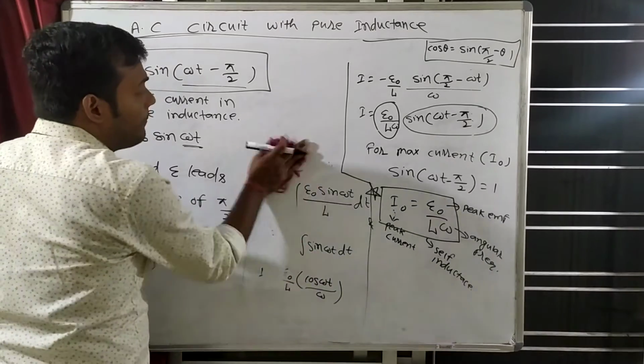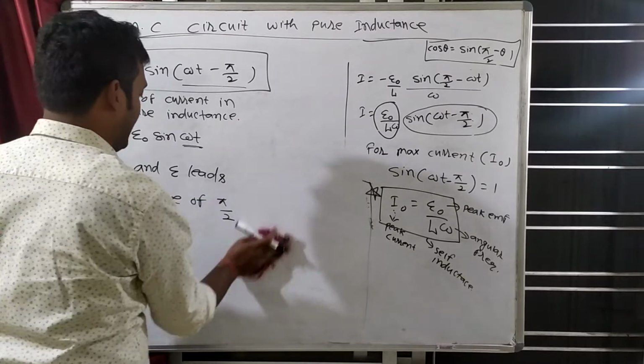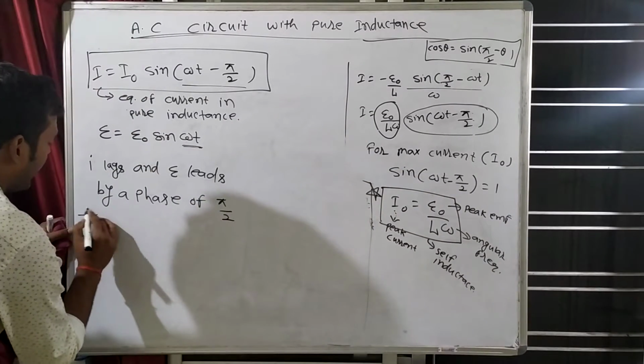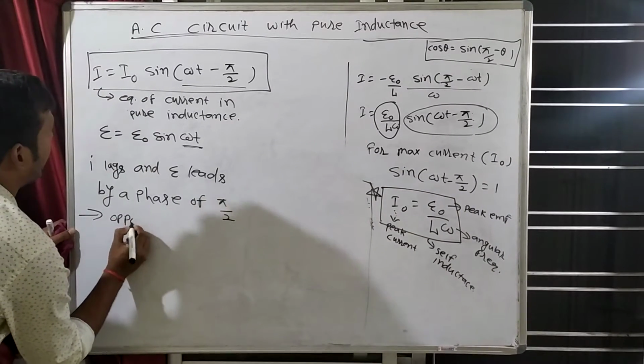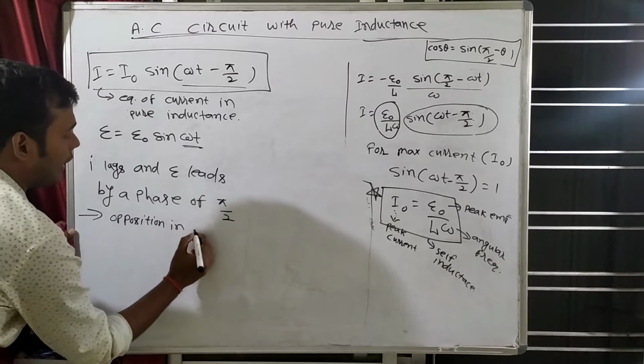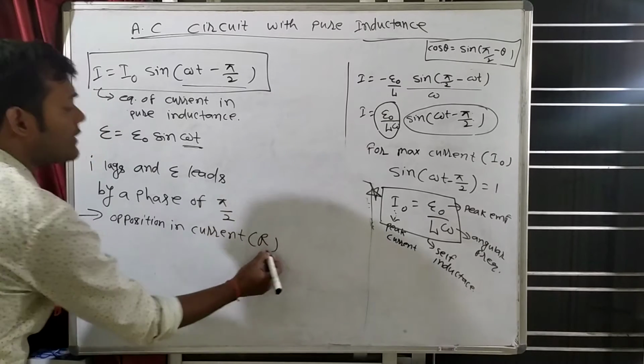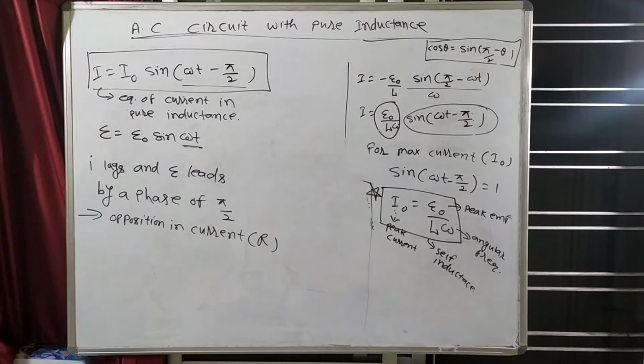Now we will discuss the next point, that is opposition in current. What is opposition in current? Opposition in current means we want to find resistance. And how will we find resistance?